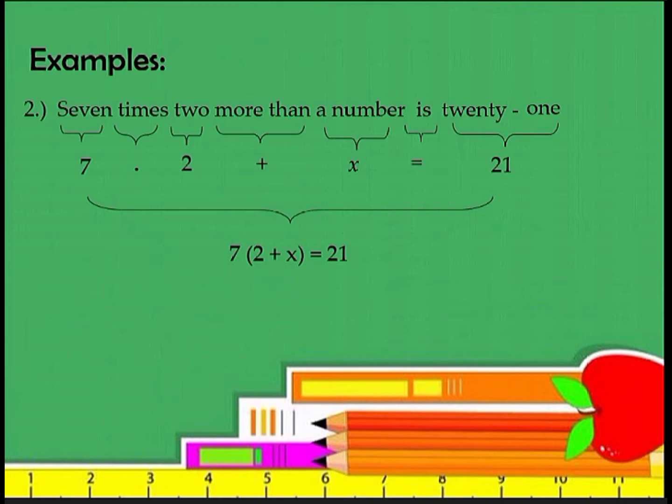So, kung mapapansin ninyo, dun sa ating final answer, yung times ay nag-iba siya. Instead na dot o tuldok, naging close and open parenthesis yung ginamit natin. It's because dalawa yung operation before mag-equal. So, instead na yung tuldok na times, ang gagamitin natin sa ating final answer ay yung close and open parenthesis para mahiwalay yung dalawang operation na ginamit. Is it clear, class? Okay.